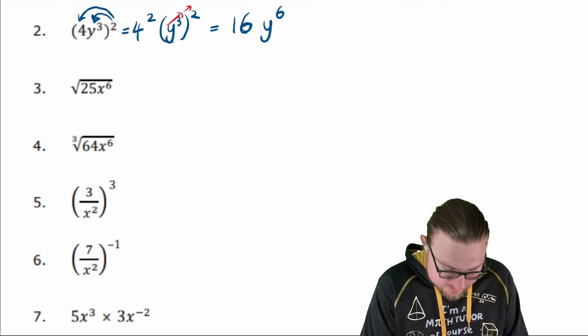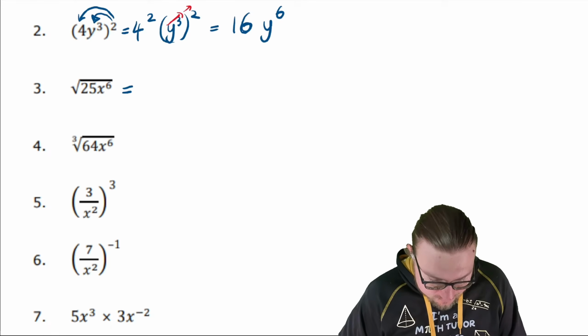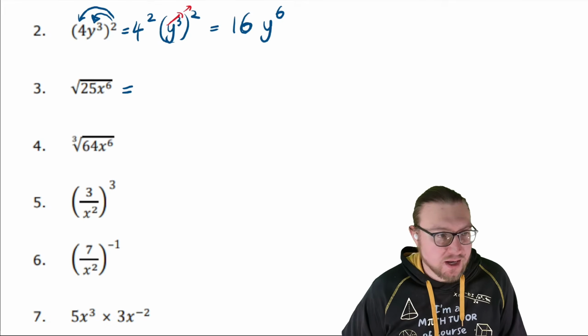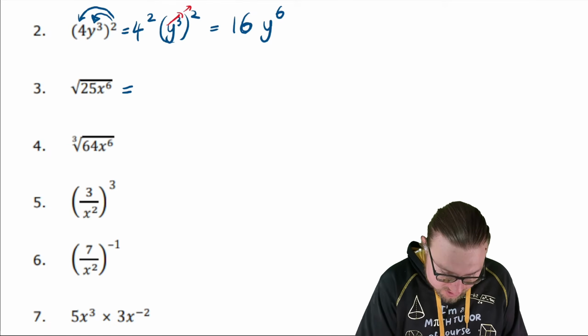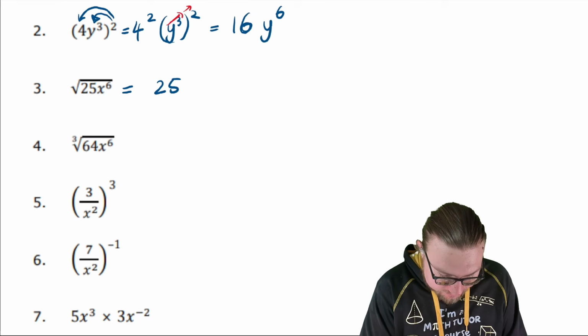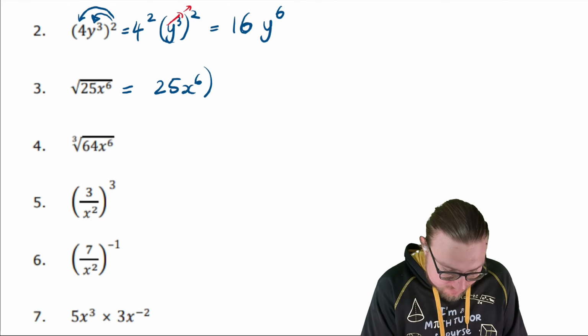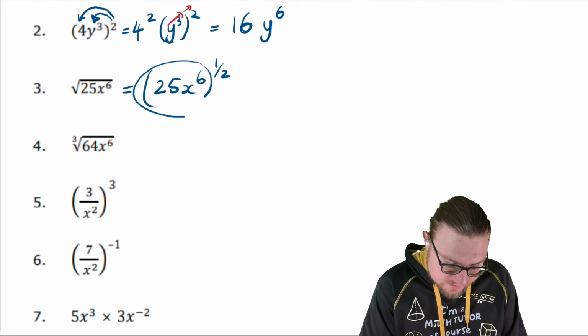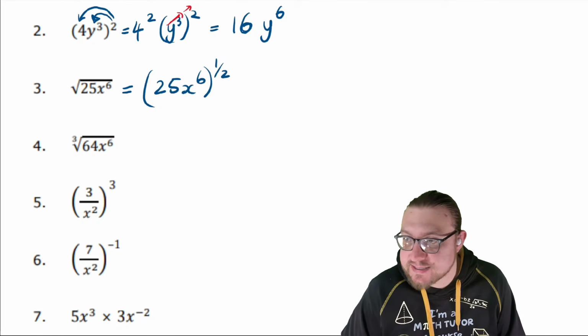Now let's have a look at the next one. Well, we have a square root. What does that mean? If you remember the rule, it's going to be to the power of half. So we're going to get 25x to the 6, all of this to the half. Because the radical, the square root, goes over everything. That means all of this has to be inside the brackets.